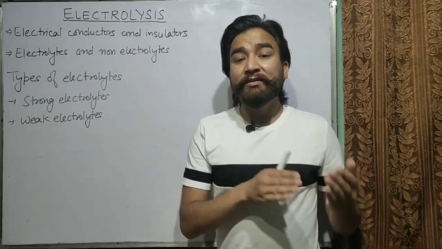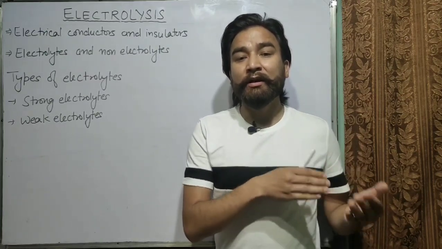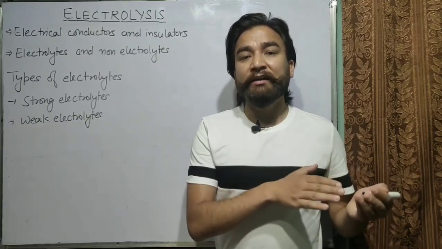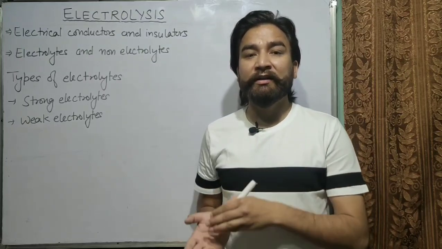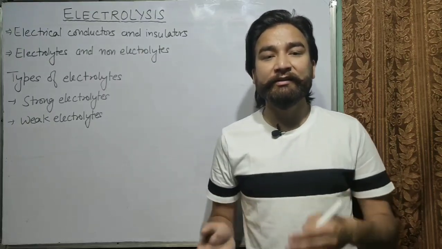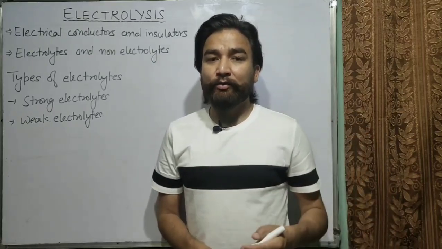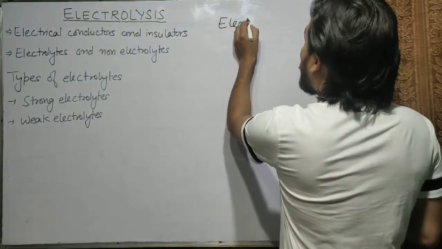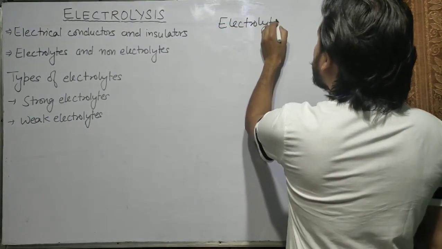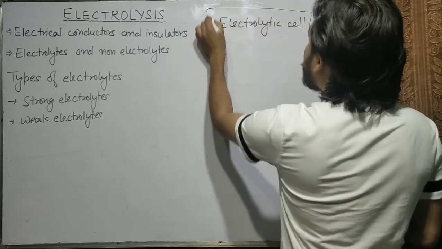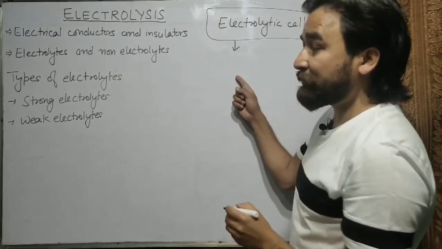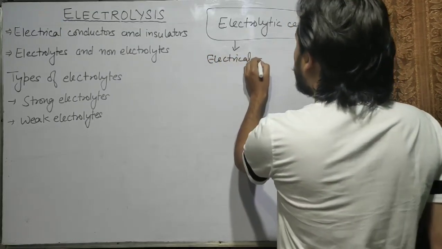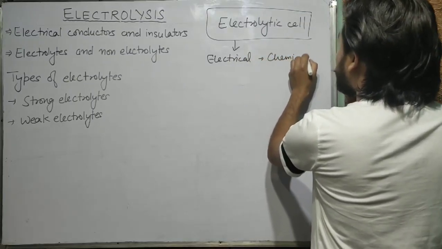And you also know that these different types of energies can be converted from one form to another. Means you can convert mechanical energy into electrical energy, or electrical energy into chemical energy, or chemical energy into mechanical energy. Now there is a device called electrolytic cell. Electrolytic cell is a device which converts electrical energy into chemical energy.